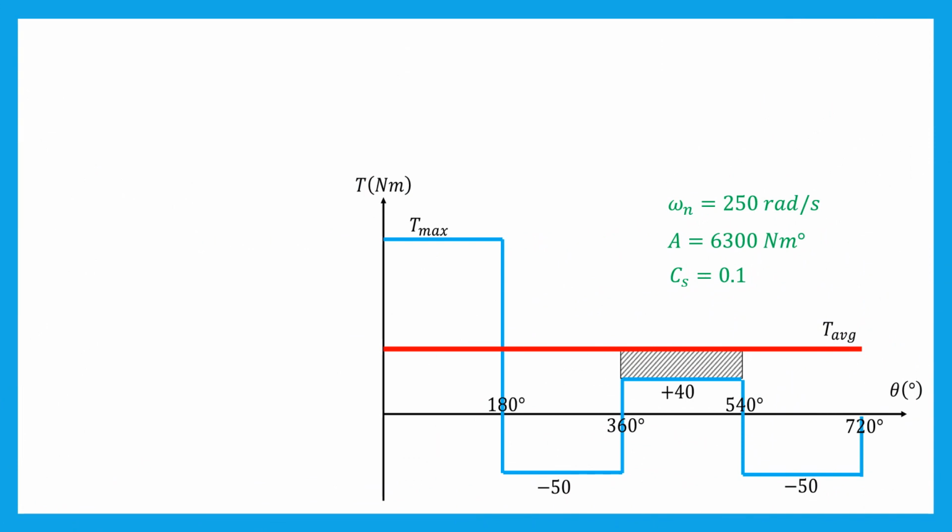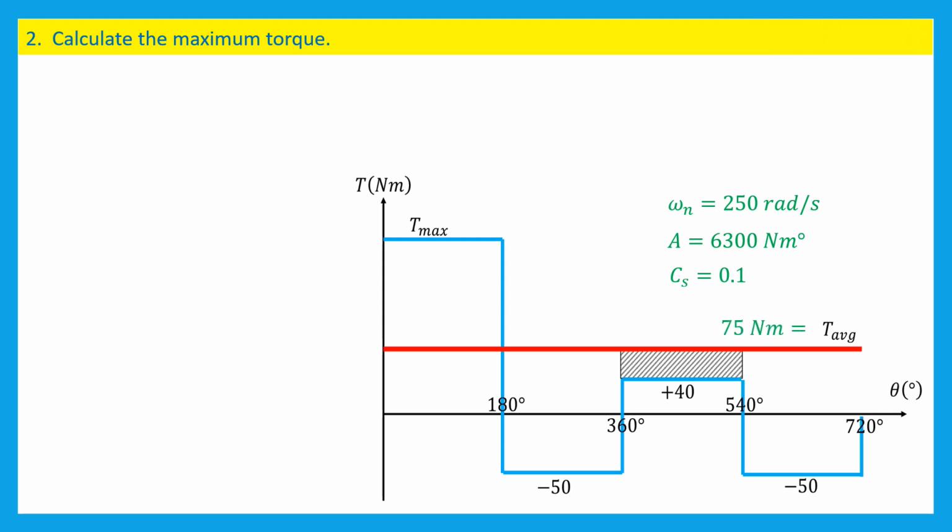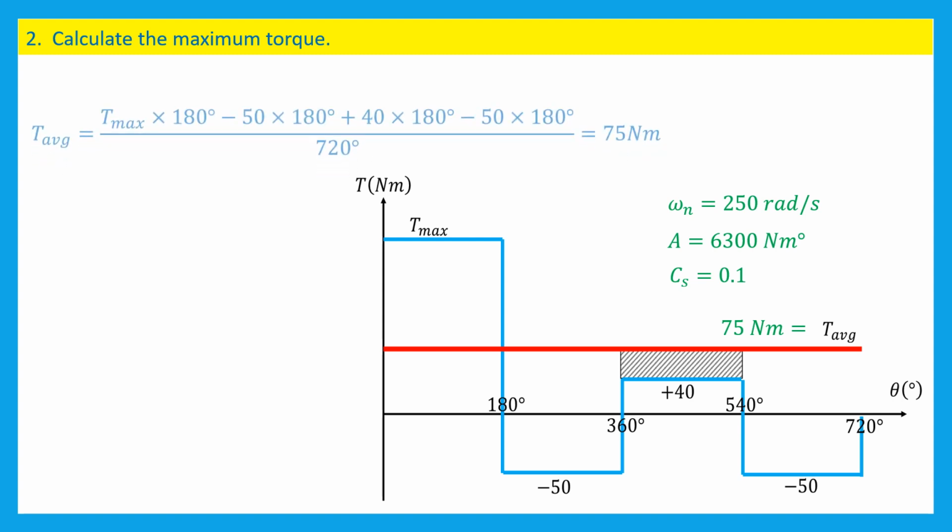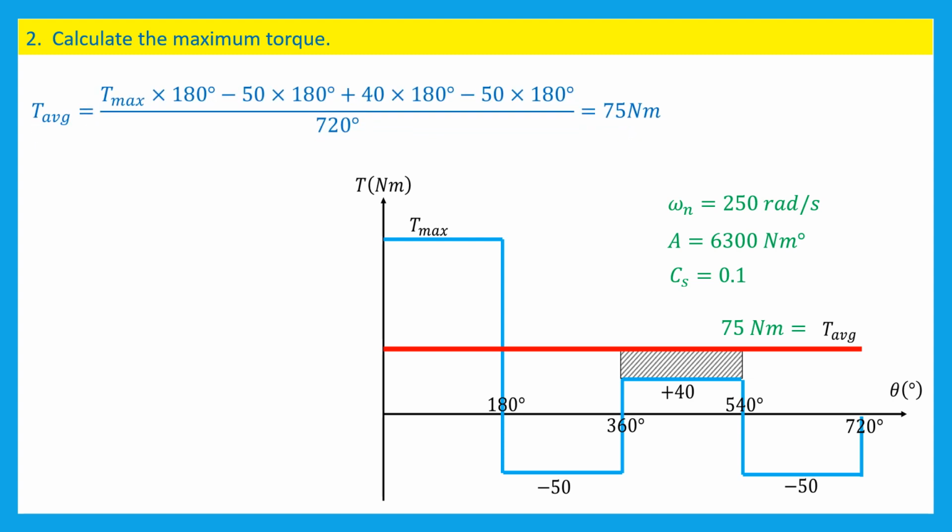In the second question, it is asked to calculate the maximum torque. We recall first that the average torque is 75 Newton-meters. The average torque corresponds to the constant torque that delivers the same work as the varying torque. Thus, the average torque is equal to T max times 180, minus 50 times 180, plus 40 times 180, minus 50 times 180, divided by 720, which is equal to 75 Newton-meters.